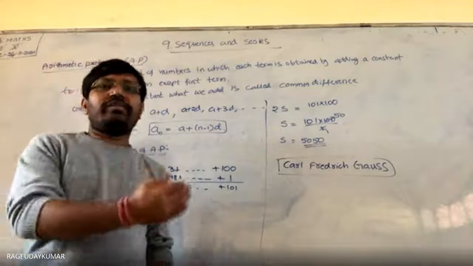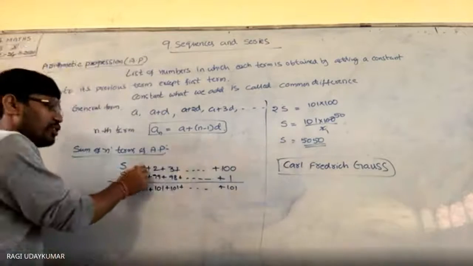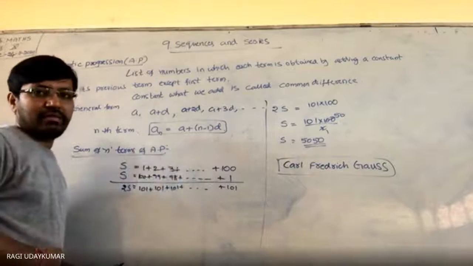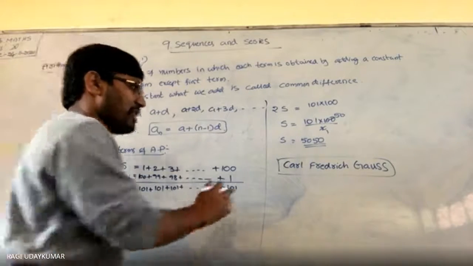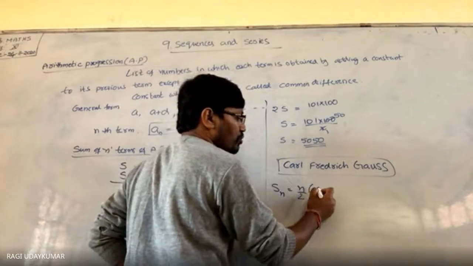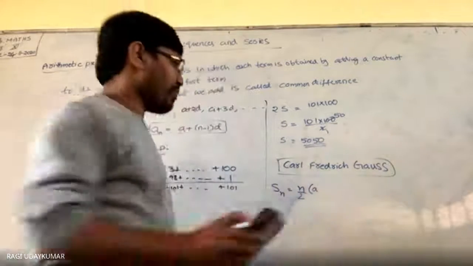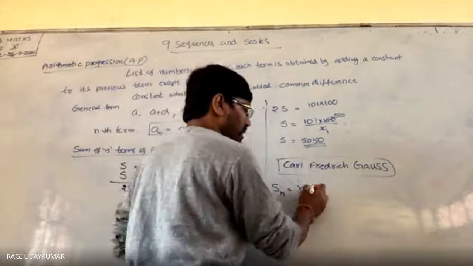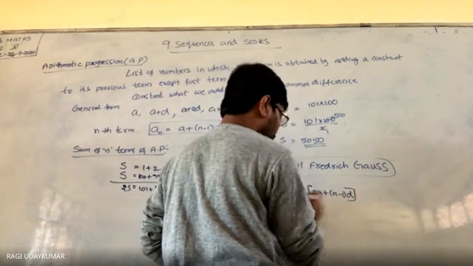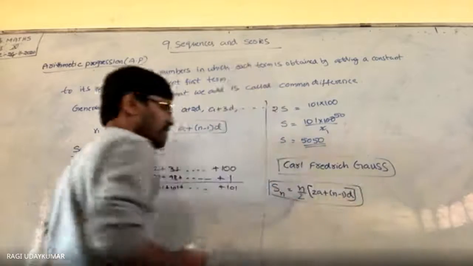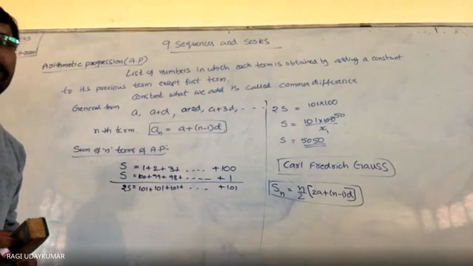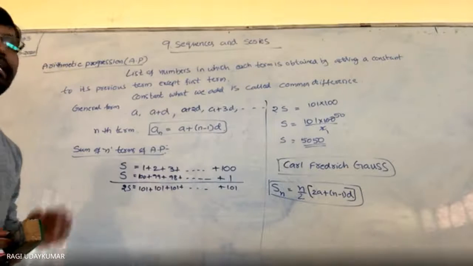So he developed it in the same pattern. He wrote the first term a, a plus d, a plus 2d, and a plus n minus 1 into d. At last he got the sum of the n terms as n by 2 of 2a plus n minus 1 into d. This is the sum of the n terms of an arithmetic progression.